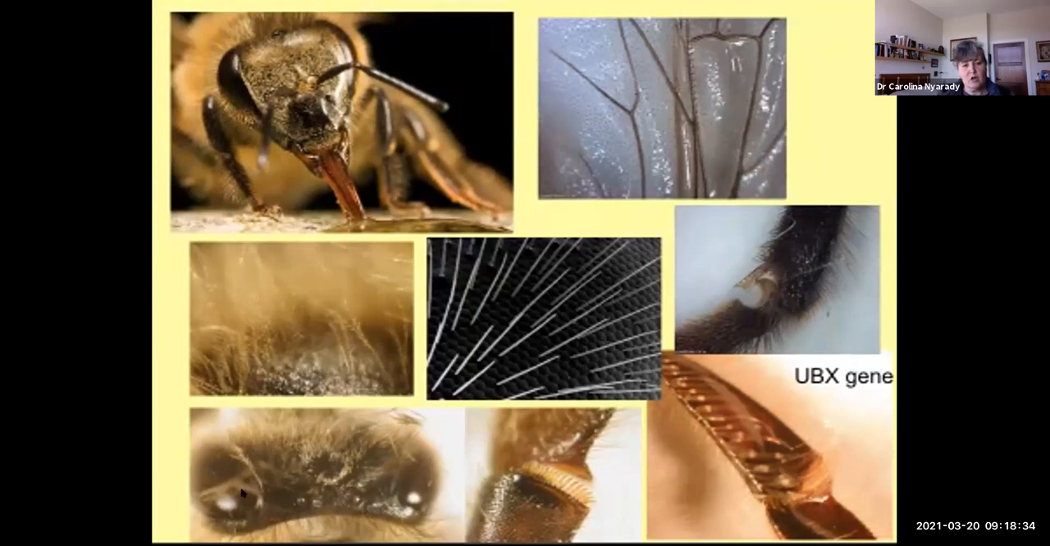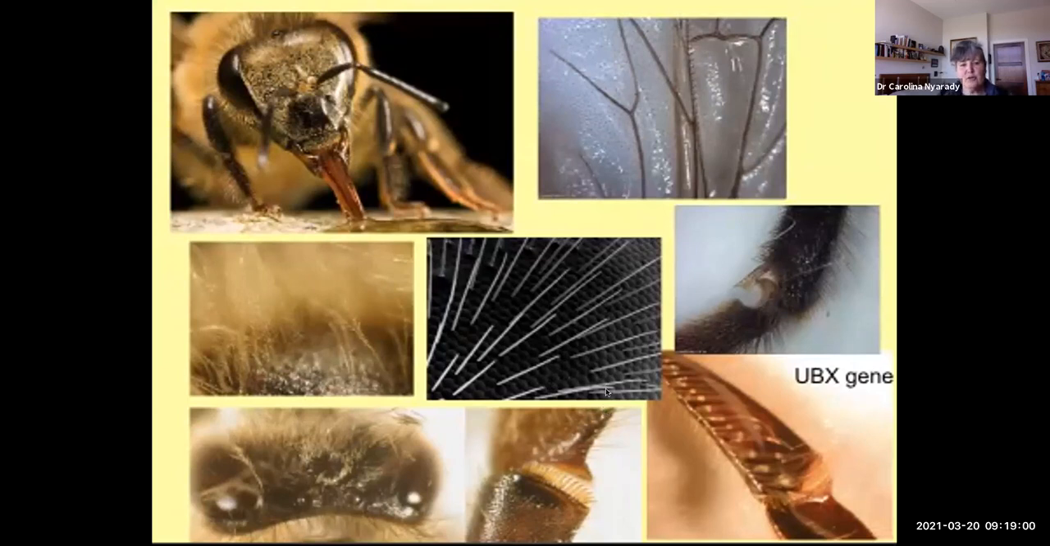Here's a close-up of the top of her head. You can see one ocellus, two, three ocelli at the top of her head peeking out at you. In a close-up of those hairs, they're single, obviously not branched, so they're more like stiff bristles that exist on her compound eyes.